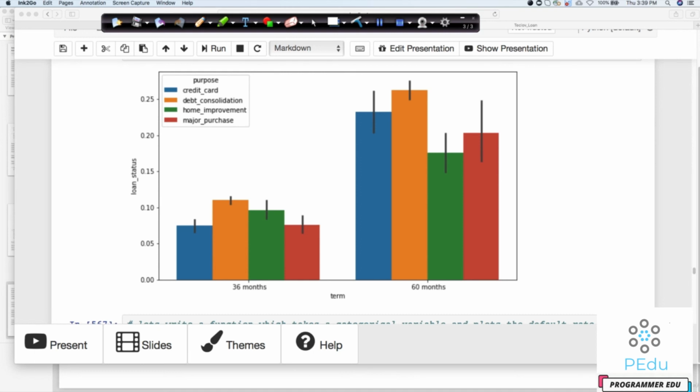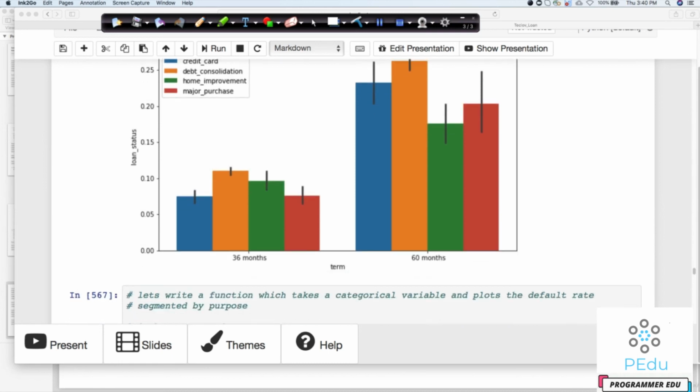Because now if you notice, we are getting some more insight. In both the 36th month and 60th month cases, debt consolidation is the main one where I'm getting more credit loss, right? But if you look at the green color, which is home improvement, for 36 months it is comparatively high, but for 60 months it is lower. In fact, for 60 months the second highest is credit card, right? So maybe this is giving us an even better inference than what we had last time.